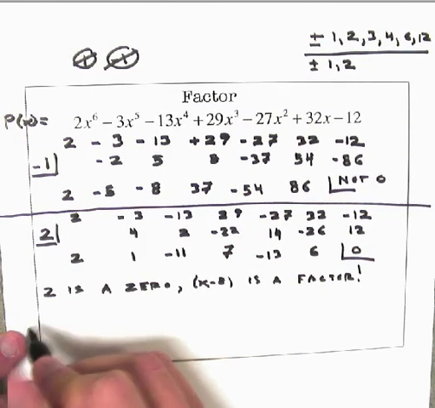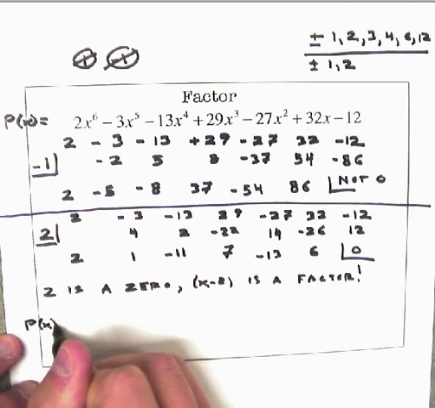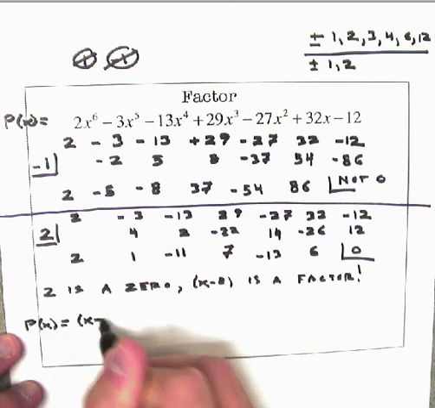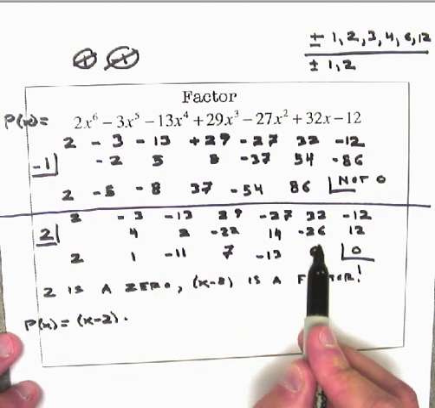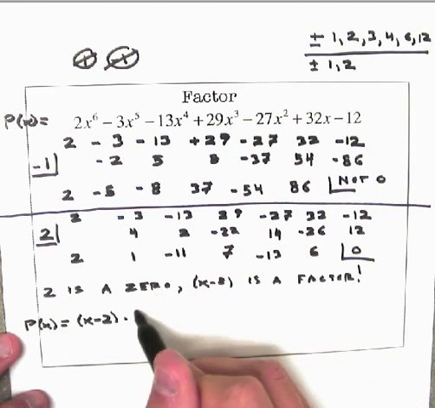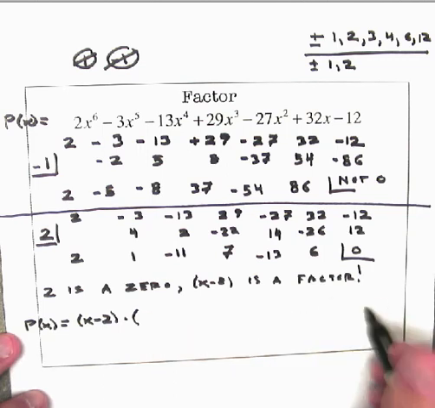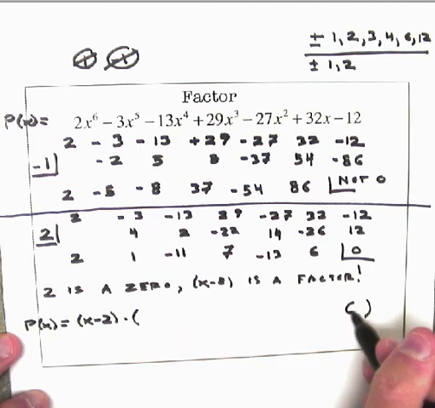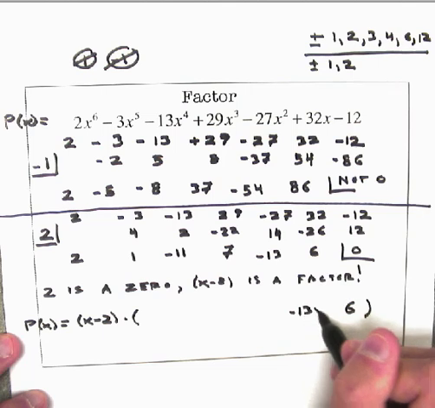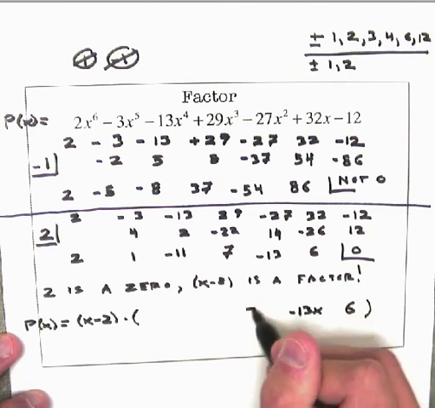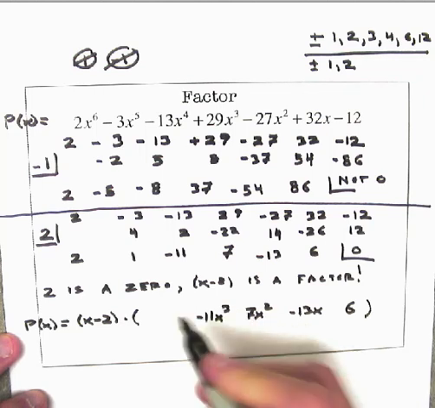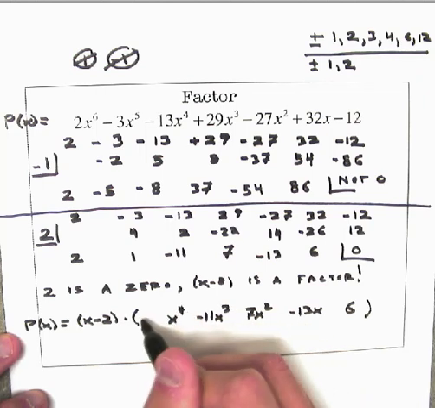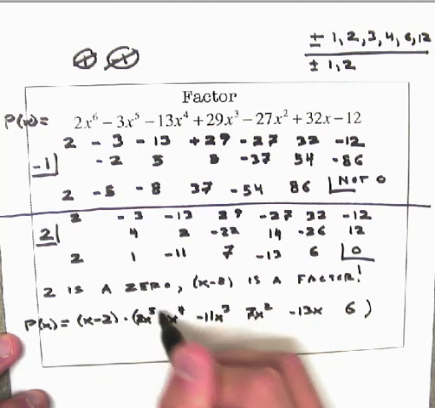So I can write p of x now as x minus 2 times, and remember what these numbers represented before, these are coefficients of the quotient. So I now have, let's start from the rear because that's easier to do, 6, negative 13x, 7x squared, negative 11x cubed, 1x to the 4th, and 2x to the 5th.